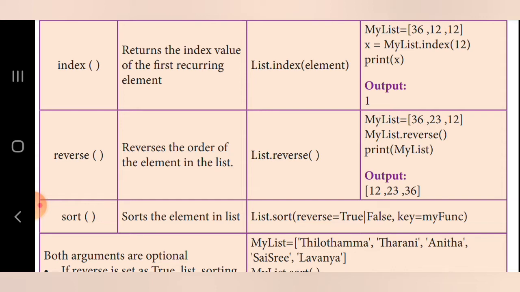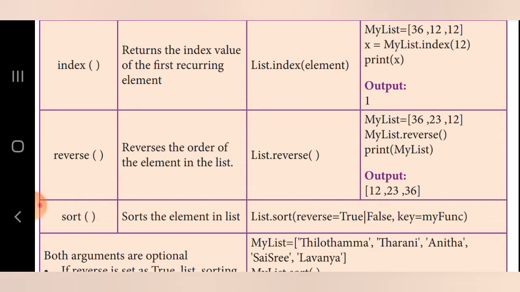Here also, list is the name of the list variable. Now you can see the example. my_list is equal to, within square brackets, 36, 12, 12. The same list; again we are taking the example. Now we are going to find the index value for the element 12. So x equals my_list.index(12).